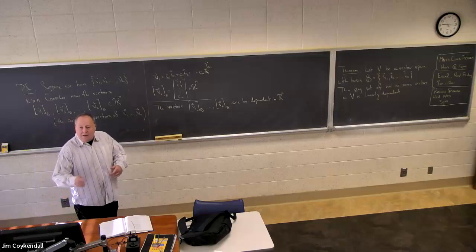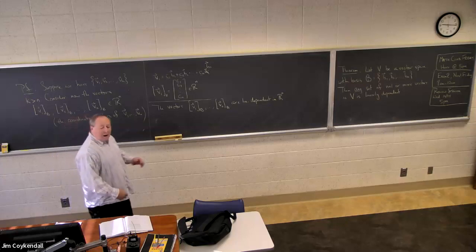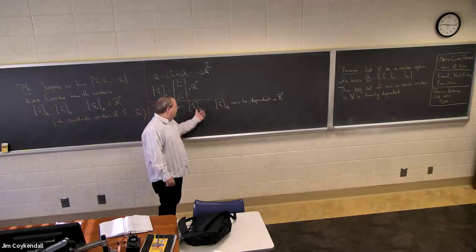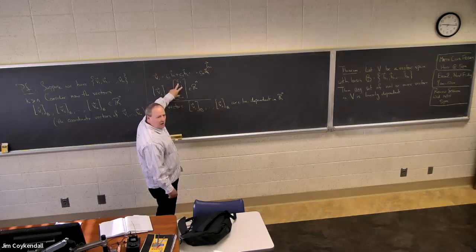You have more columns and rows on that paper. That's exactly right, right? These are columns, and the columns are all n tall, so I've got n rows.